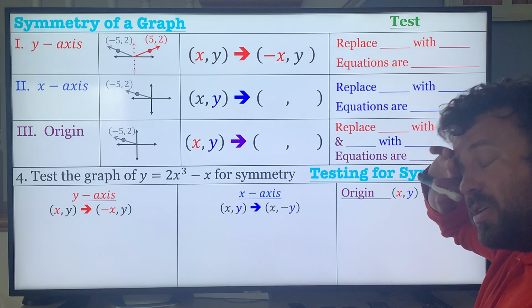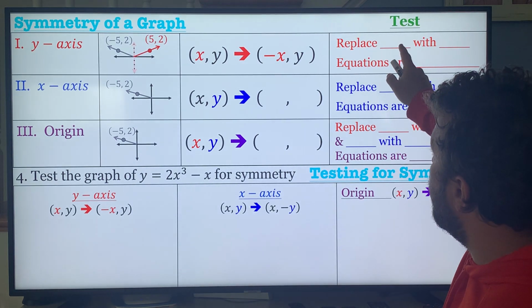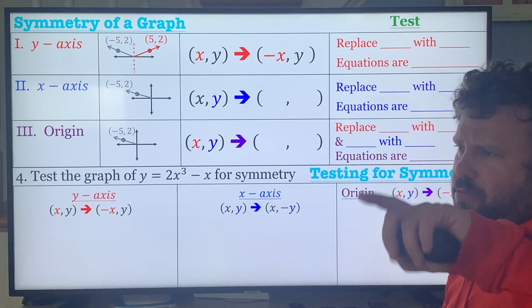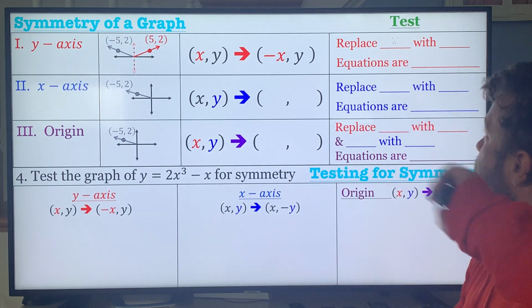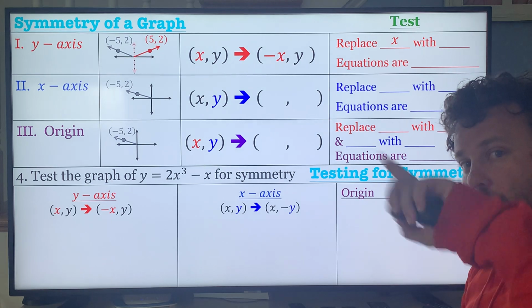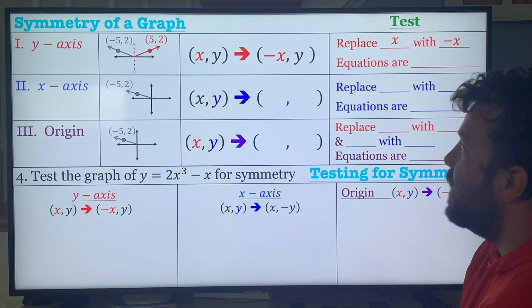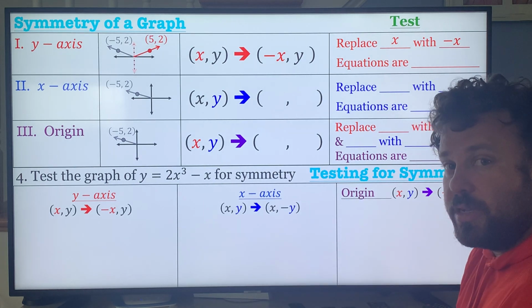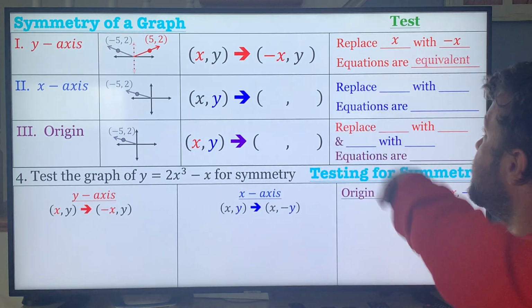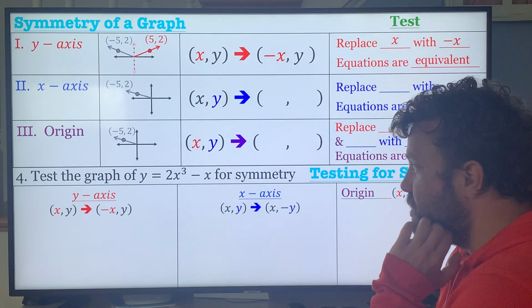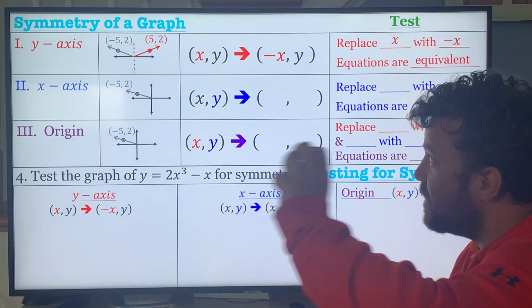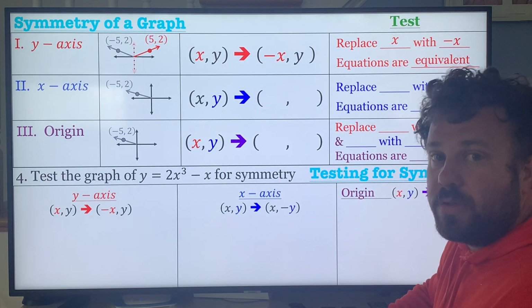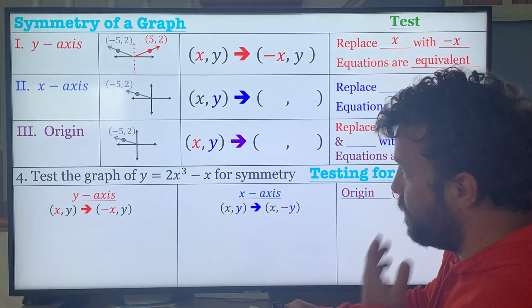So all you're in a sense doing here is replace a what with what? When I point to you, yell your answer on your own. You're by yourself. No one's going to say anything. Replace your x with a negative x. Very good. And then the 2 equations after you do this, your original equation and your new equation, have to be the same. So they have to be equivalent. So you just replace the actual letter x with a negative x. And when you solve the equation out, when you reduce it, your equation should be the same.